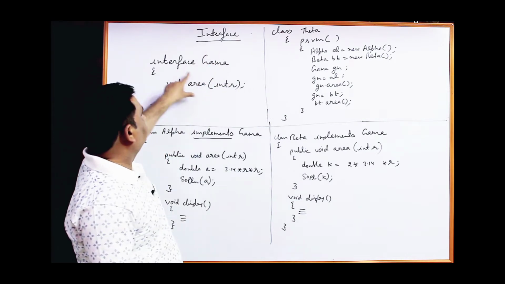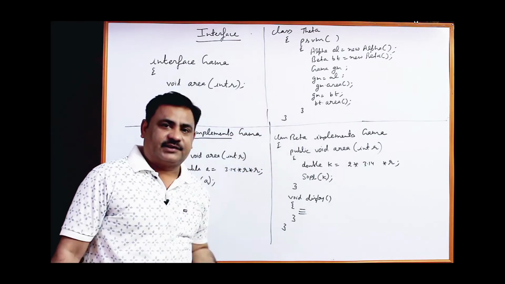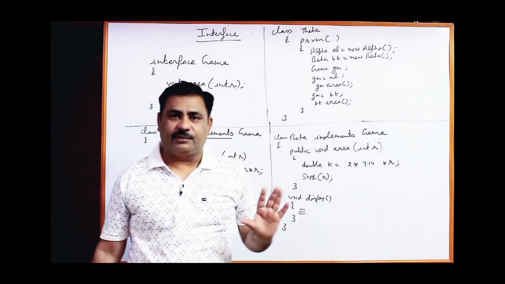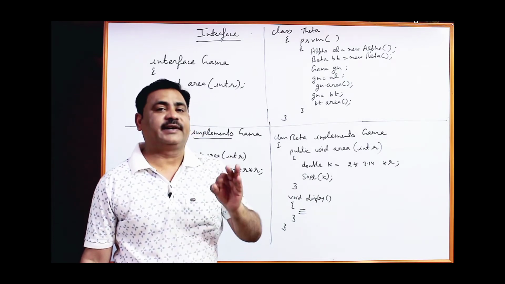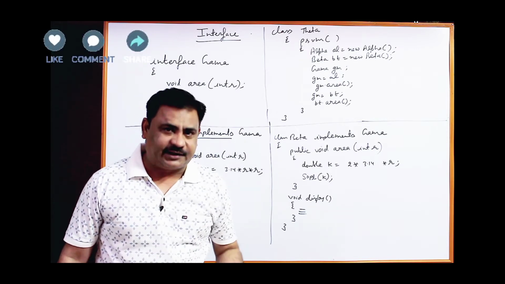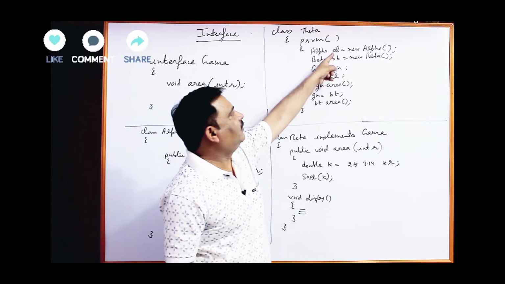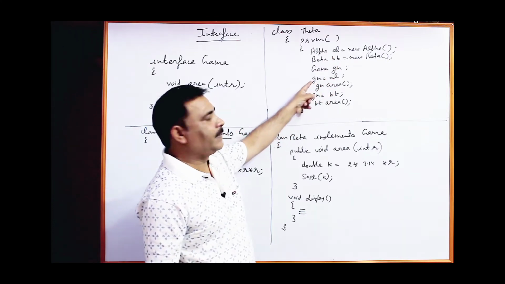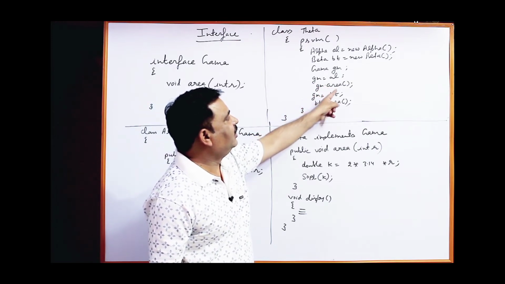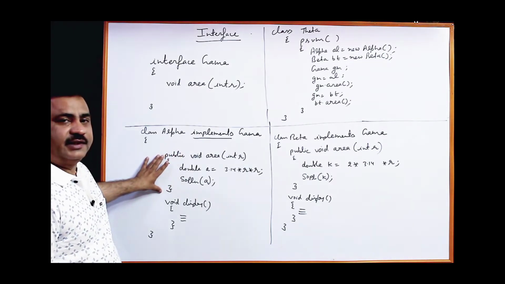And interface gamma: gm is the object of the gamma interface, but memory will not be allocated, because it will store only the reference of the object of those classes which implement it. So here gm will store the reference of the alpha class object. Now you can access the area function with the help of gm dot area. So the area function of the alpha class will be accessed here.